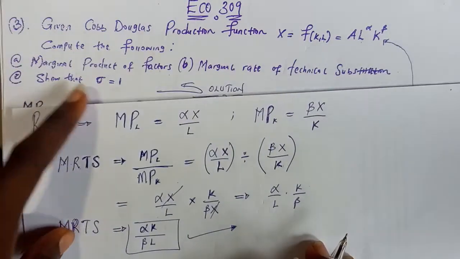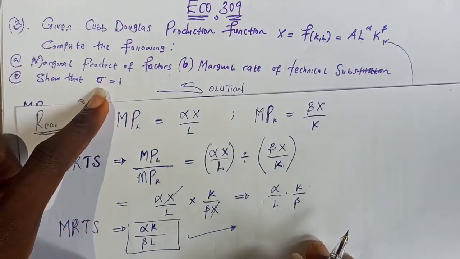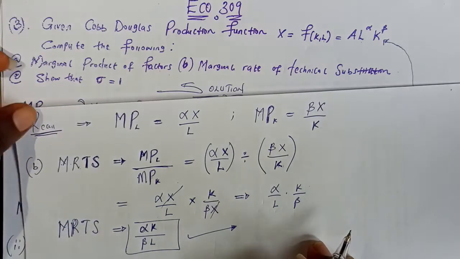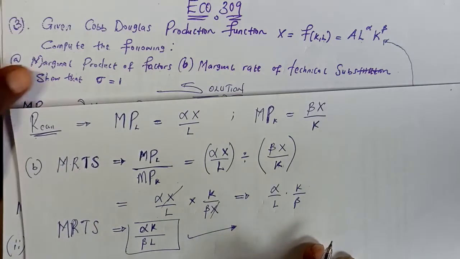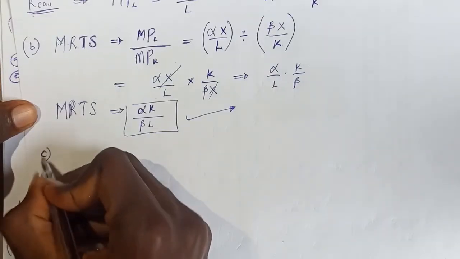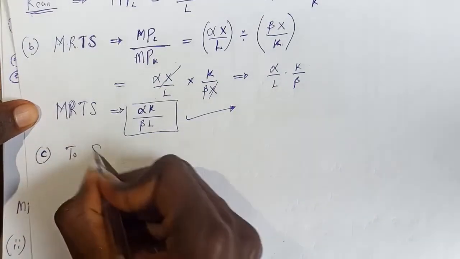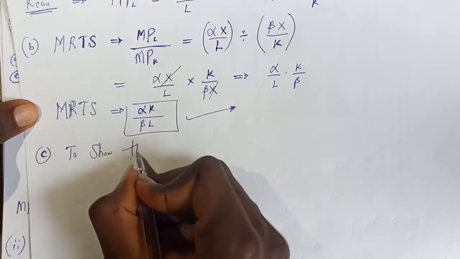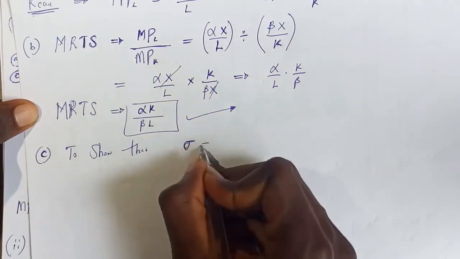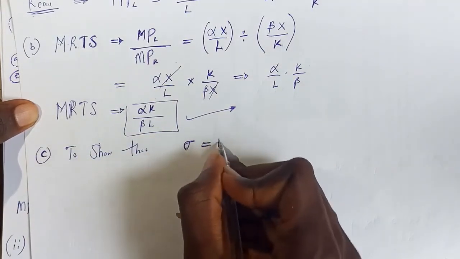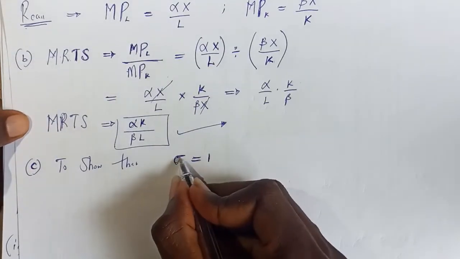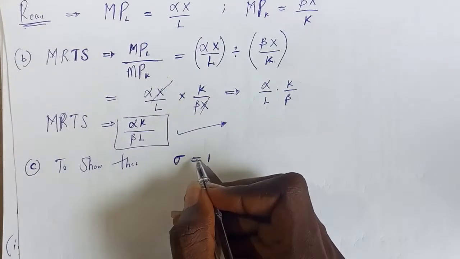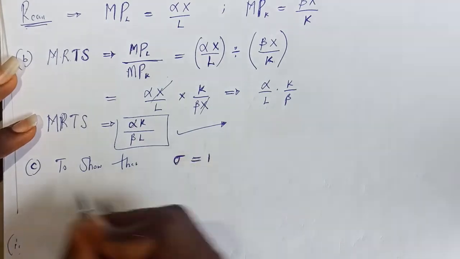So then to show that this sigma itself is equal to 1, let me just give you the formula you use to show this. To compute the last one, that is to show that sigma equals 1, please take note of this. It is advisable you use this formula.